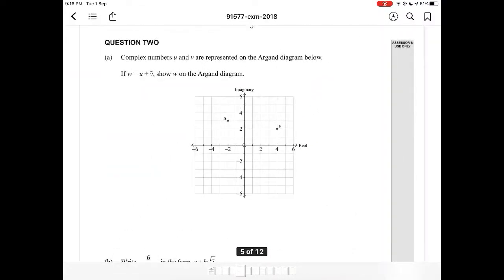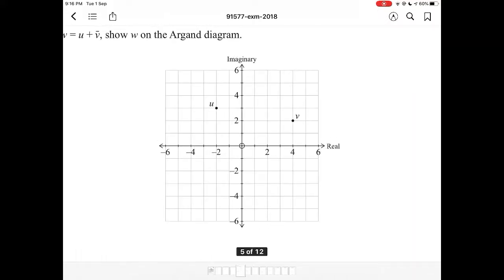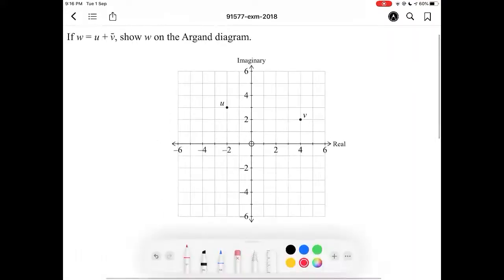Alright, so question 2. Complex numbers u and v are represented on the Argand diagram below. If w equals u plus conjugate of v, show w on the Argand diagram. So let's find out what u and v are first. Alright, so as we can see, u is -2 on the real axis and 3 on the imaginary axis. u equals -2 plus 3i.